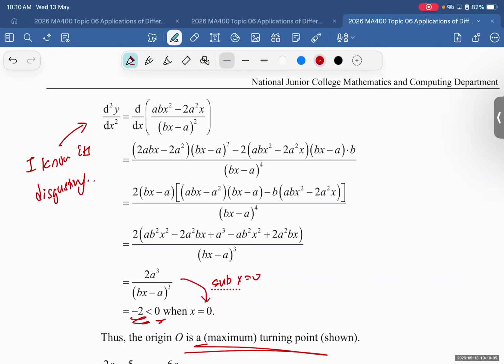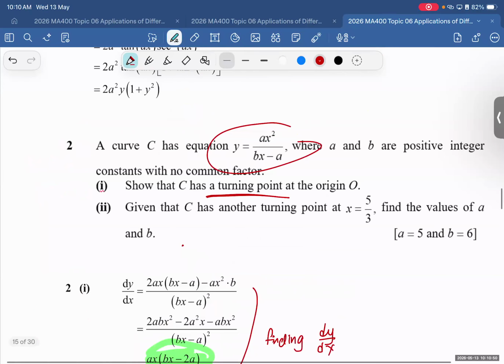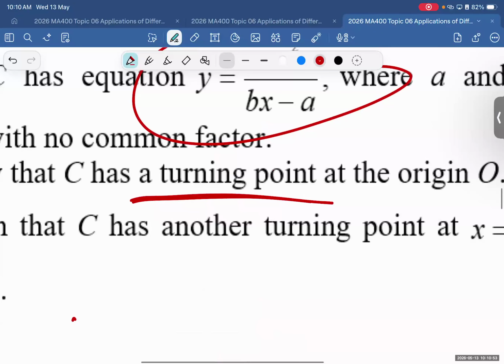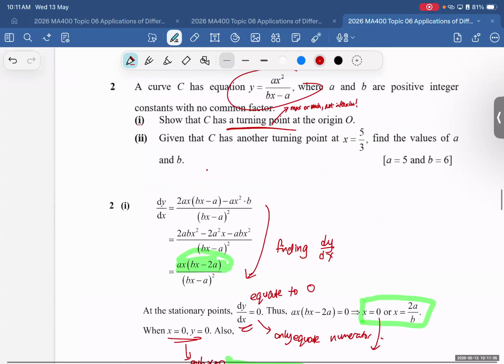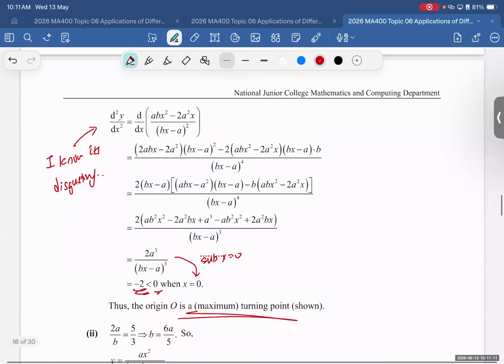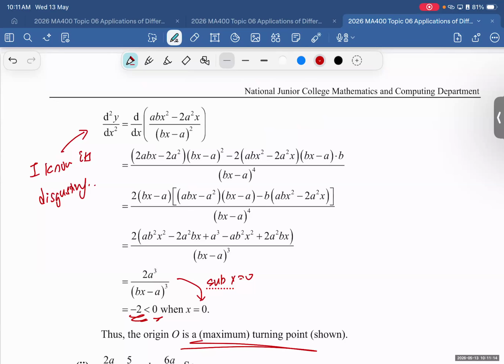Good question, because I'm waiting for someone to ask that. A lot of people also ask, do I need to do the second derivative for this? The answer is yes, you need to. Do I need to check the nature? Yes. Why? Because the question said show that it has a turning point. Turning point means we are talking about max or min. We are not talking about an inflection point. That's why you cannot stop at dy/dx. Make sure you read the question carefully.